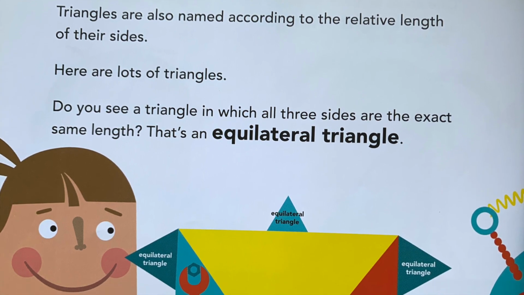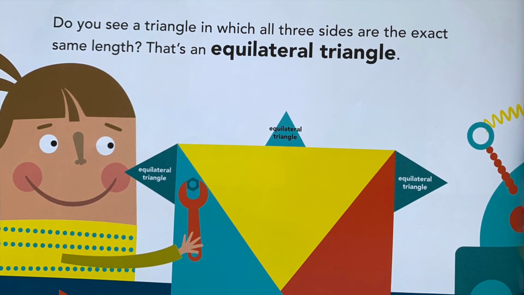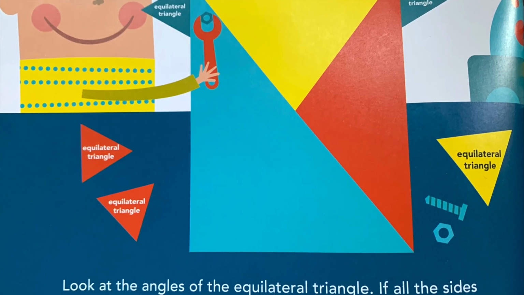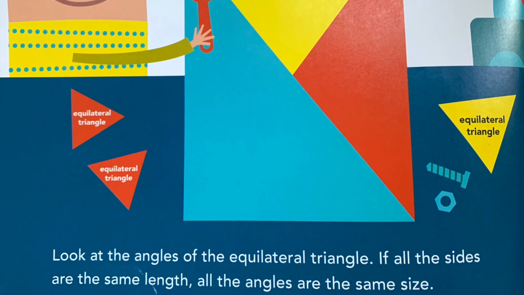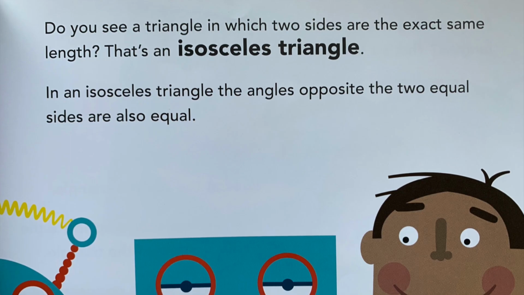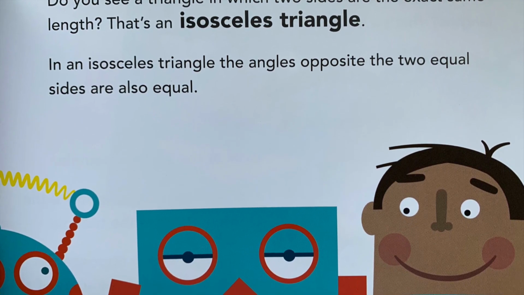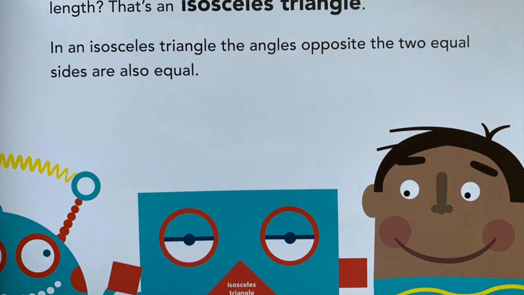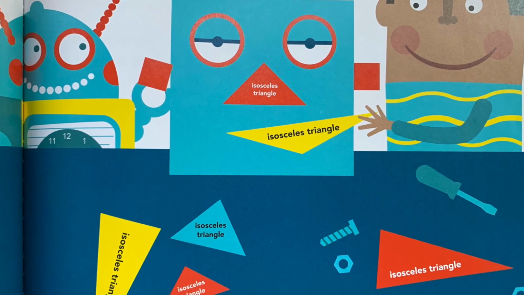Triangles are also named according to the relative length of their sides. Here are lots of triangles. Do you see a triangle in which all three sides are the exact same length? That's an equilateral triangle. Look at the angles of the equilateral triangle. If all the sides are the same length, all the angles are the same size. Do you see a triangle in which two sides are the exact same length? That's an isosceles triangle. In an isosceles triangle, the angles opposite the two equal sides are also equal.